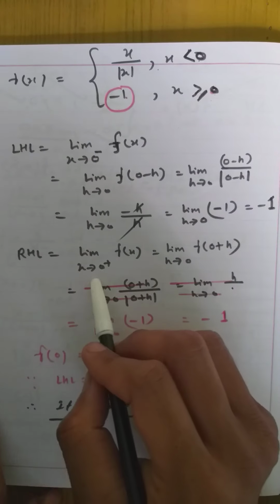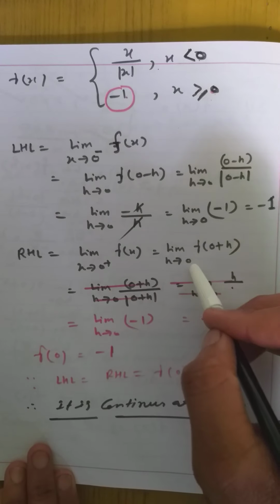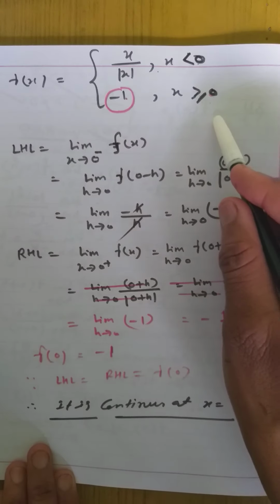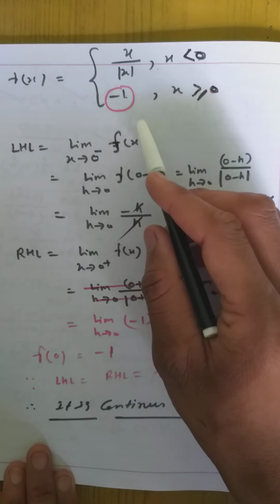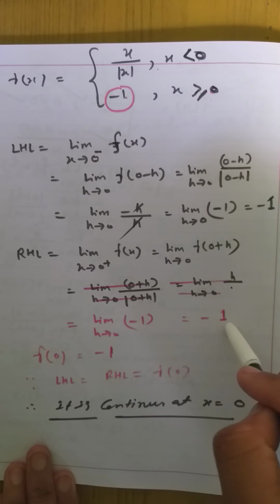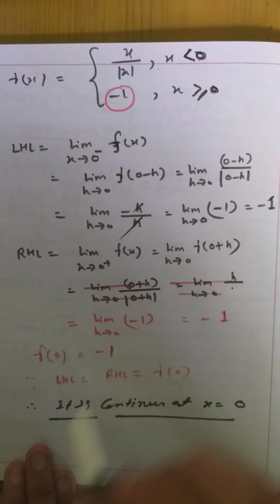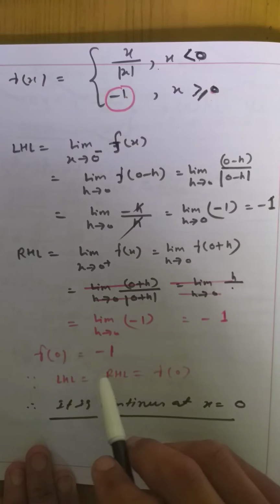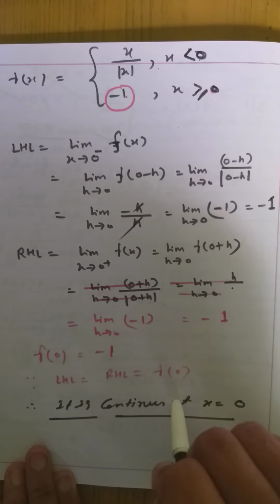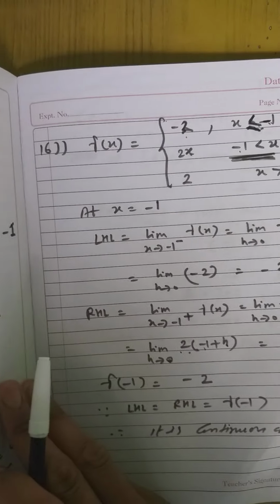Right hand limit, x tends to 0 positive, f(x) equal to limit h tends to 0, f(0 plus h). f(0 plus h) means greater than 0. This is a constant function. Its value is the constant minus 1. f(0) equal to minus 1. Since left hand limit equal to right hand limit equal to value of the function, it is continuous at x equal to 0. Now come to question number 16.